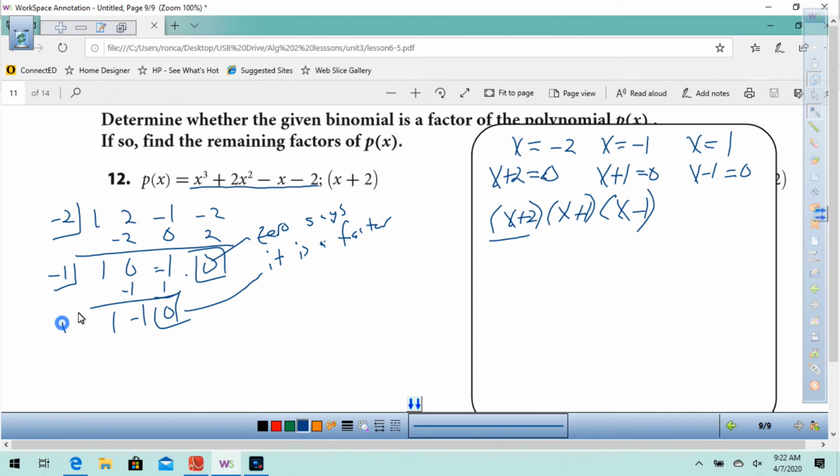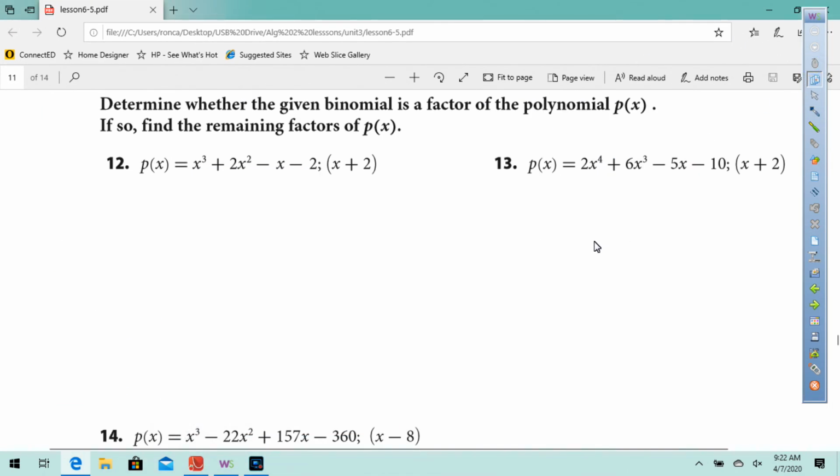And let's try this one. So we got 1 in the box. Bring the 1 down. 1 times 1 is 1. 1 times 1 is 1. And -1, it gives you 0. And there you go. Okay. Pretty cool.